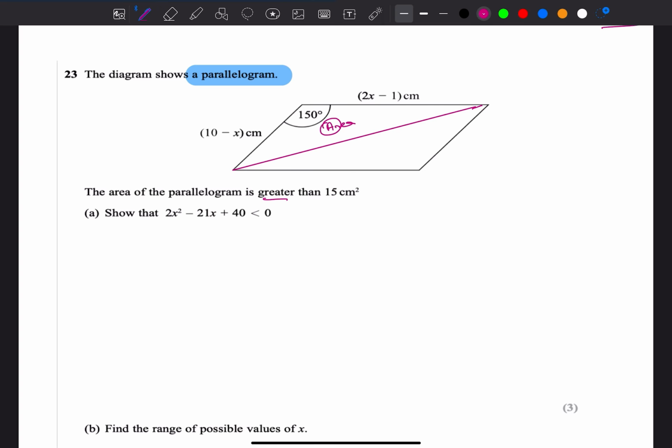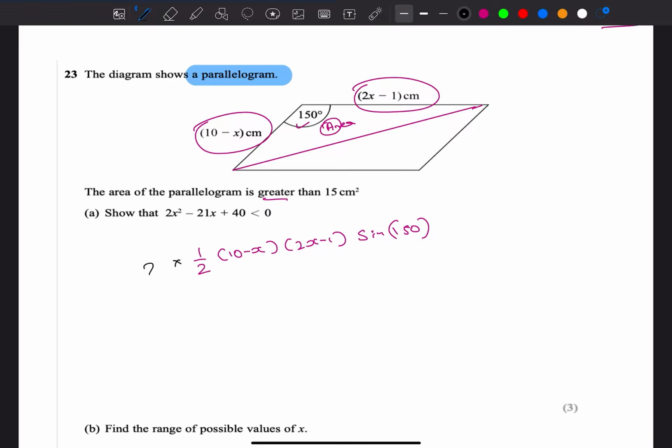So what is the area of that? The area of the triangle is half. These two are your sides, and this will be the angle. 10 minus x, 2x minus 1, sine 150. But remember, that's the area of one triangle, but you've got to double it because you've got two triangles. But that thing is apparently greater than 15 according to them.